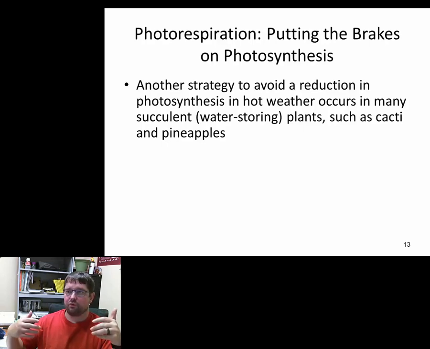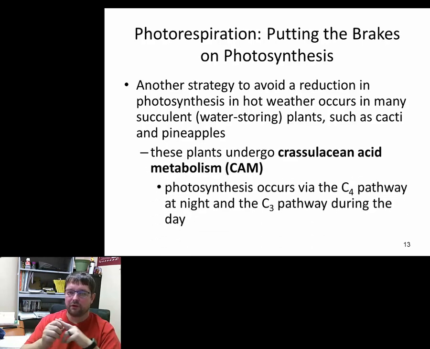Okay? Now, another way you can do that, though, is to not do photosynthesis when hot weather is occurring. So do it at a different time. Right? So another way that photorespiration can be avoided is by storing your water. So when you open your stomata, you have water to give up in some cases, but you can store lots of water. So when it's wet, you can store as much as possible. And so cacti and pineapples and other succulent plants do this, okay? But they also do what we call crassulacean acid metabolism, or CAM plants.